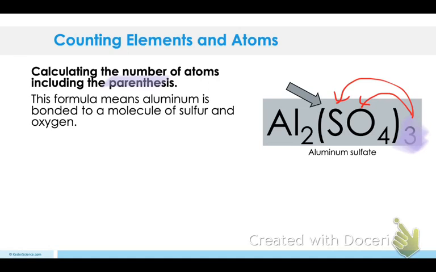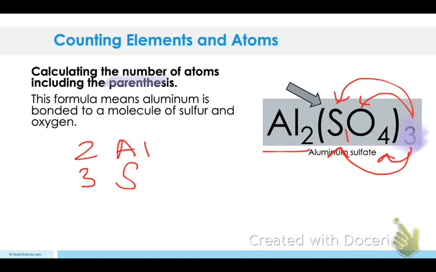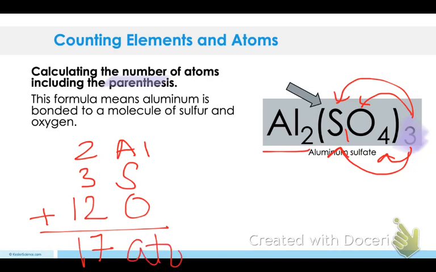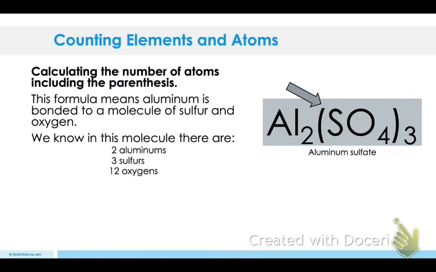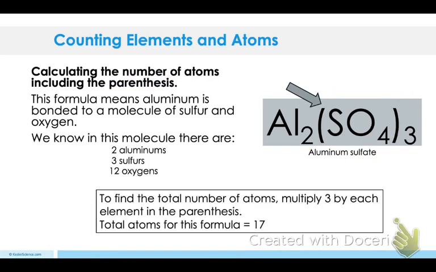So for this, I have 2 aluminum. I have that 1. I put that 1 there for the sulfur. 1 times 3 is 3, so 3 sulfur. And then 4 times 3 is 12, 12 oxygen. So now I have, adding that all up, 17 atoms total. So make sure that you have that all written down. You can pause here if you're still writing.